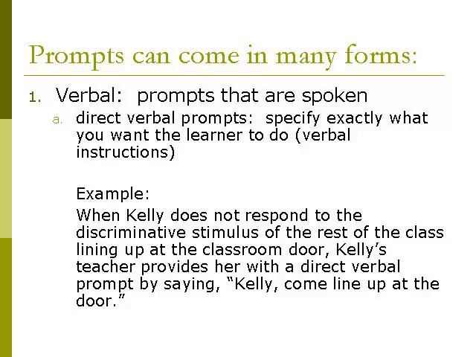They're verbal instructions. So for example, when Kelly does not respond to the discriminative stimulus of the rest of the class lining up at the classroom door, Kelly's teacher provides her with a direct verbal prompt by saying, "Kelly, come line up at the door." Here, the discriminative stimulus, which was the rest of the class lining up, didn't prompt Kelly to line up with the rest of the class. So Kelly's teacher prompted her by telling her exactly what she wanted Kelly to do. "Kelly, come and line up at the door."